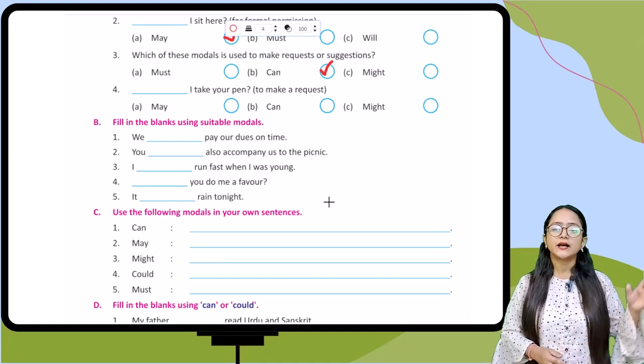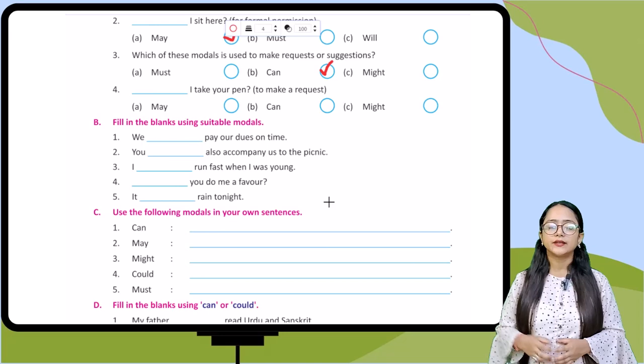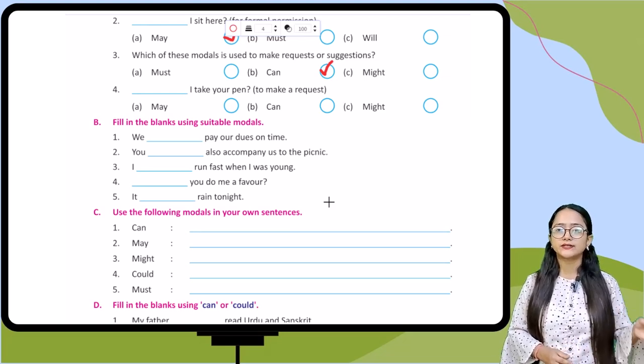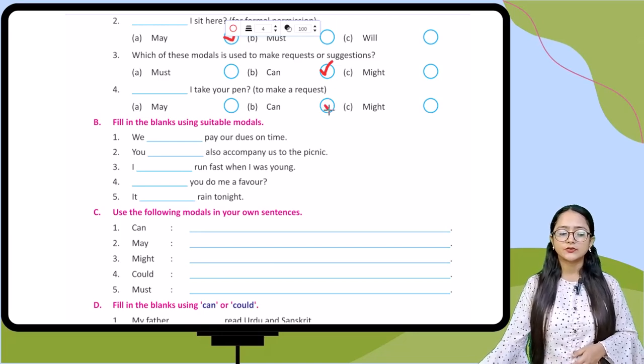Next one is dash I take your pen. In the bracket is given to make a request. Options are may, can, might. So here it is requesting something. You can use may also, and you can also use can. Can I take your pen? So you have to take can.